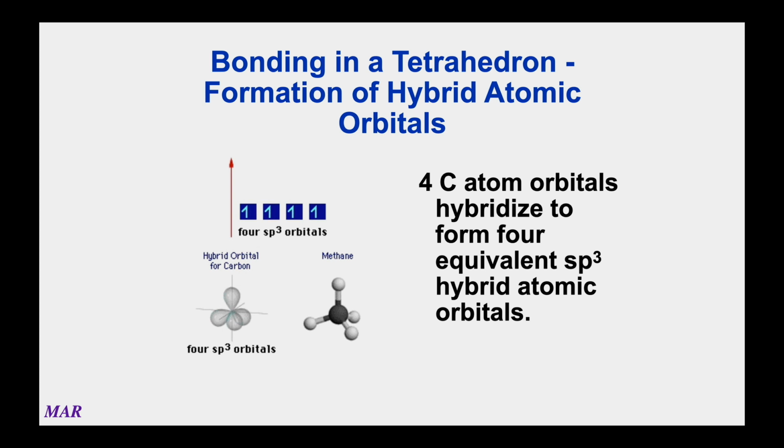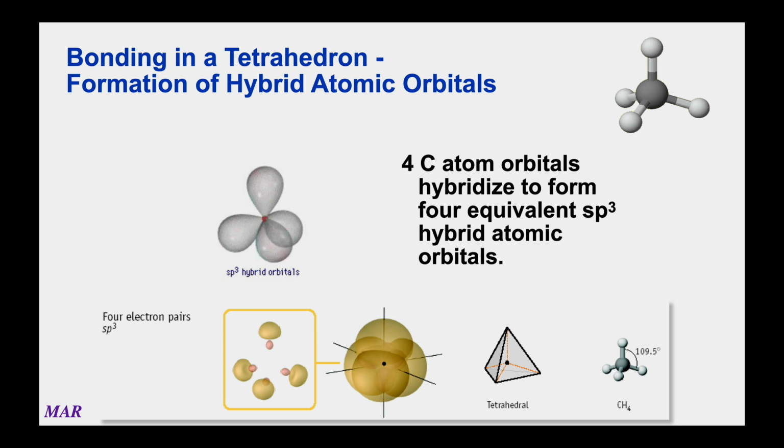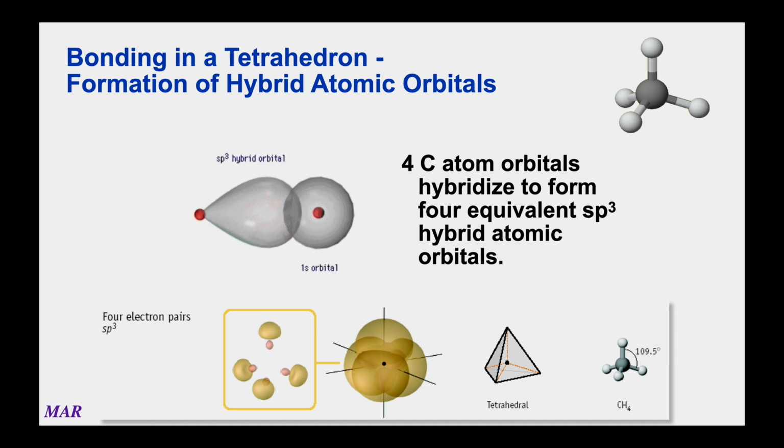But let's look now at what happens when you take the 4 sp3 orbitals and you add hydrogen. A methane molecule forms when 4 hydrogen atoms form sigma bonds to the sp3 hybrid orbitals of the carbon atom.